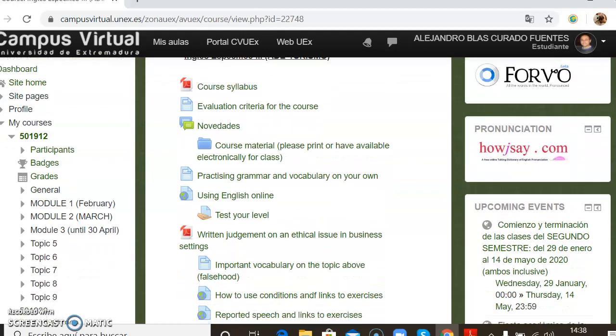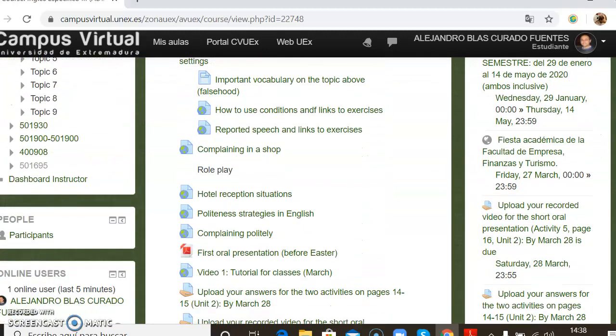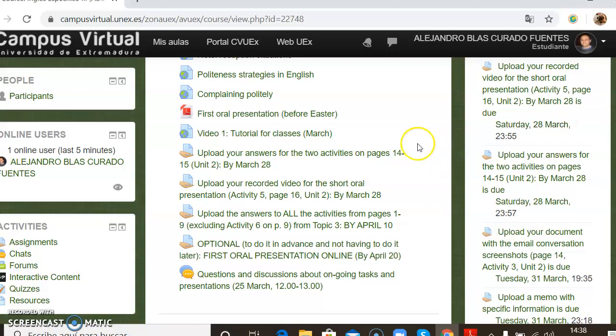Okay, you have activities posted on the top module. We talked about these last time, also the optional oral presentation, and these are the new activities. You have to do all the activities from pages 1 to 8, excluding activity 6 on page 9, because activity 6 you have to do it for April 30th in module 3 below.